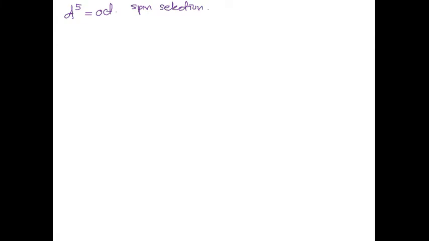Okay, spin selection rules for D5 octahedral. Whether the D5 has an allowed transition or a forbidden transition for spin selection. So D5: you have the T2g, then you have the Eg here, because it is an octahedral geometry and it is D5.